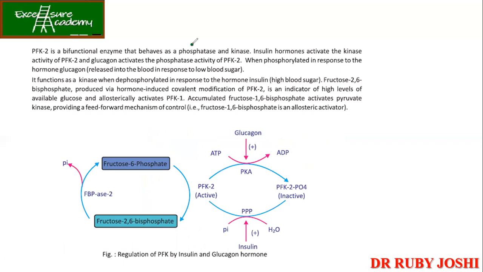It can remove a phosphate group, it can add a phosphate group, right? So insulin hormone activates the kinase activity of your PFK2 and glucagon will activate the phosphatase activity of PFK2. If you remember, in the previous lecture we talked about how insulin has a positive effect on glycolysis, right?